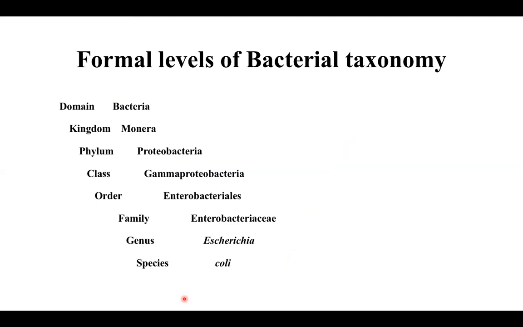Let's take an example of the formal levels of bacterial taxonomy, the bacterium Escherichia coli. The domain is Bacteria. Kingdom is Monera. Phylum is Proteobacteria. The class is Gamma Proteobacteria. The order is Enterobacterales. Family is Enterobacteriaceae. The genus is Escherichia. The species is coli.